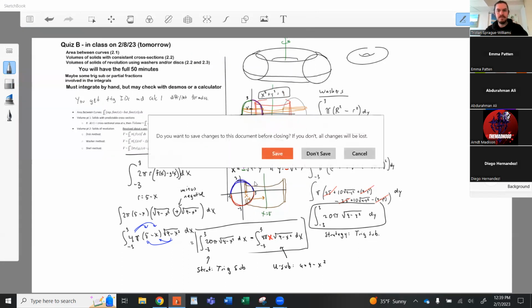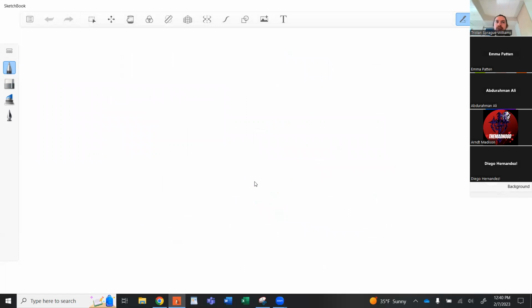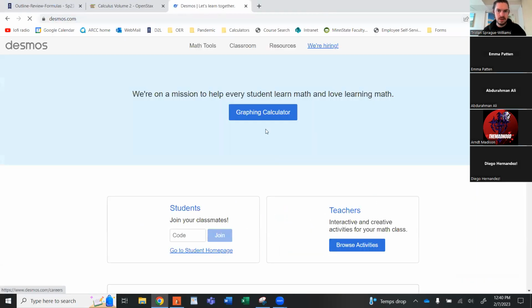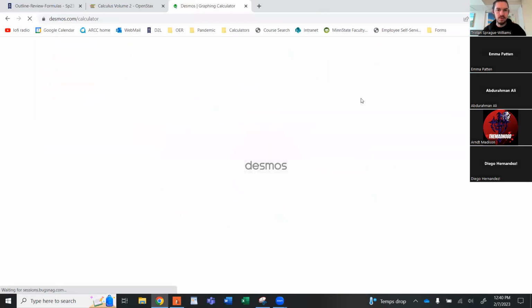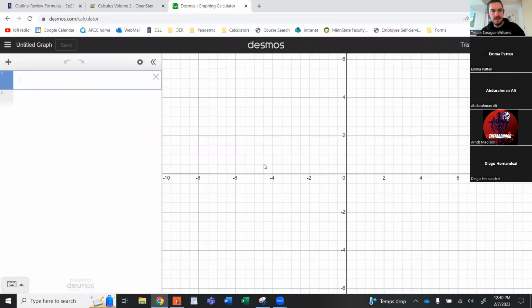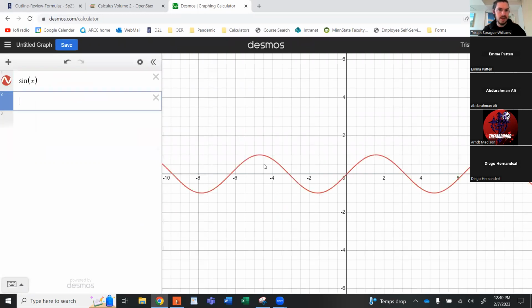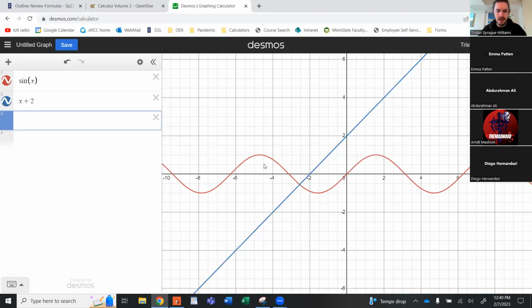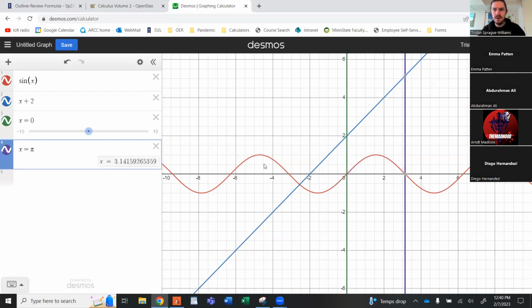Okay. Volumes with cross sections. Excellent. So let's pick a sort of a region. Let's get really wacky. Let's do something with a sine function, and then x plus 2 or whatever. And then we'll do x equals 0 and x equals pi. There we go. And then I want to shade the region we want.